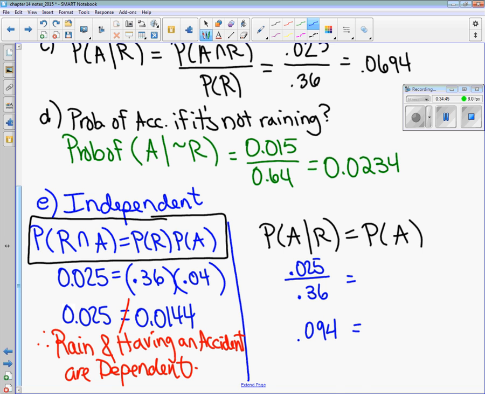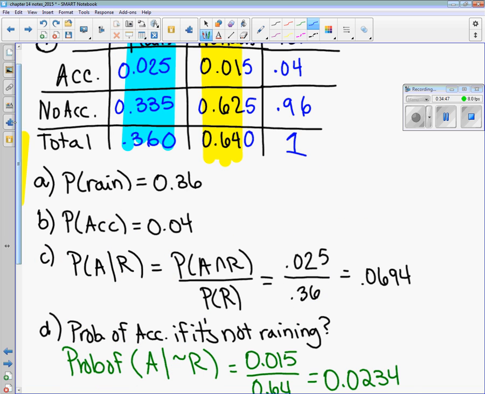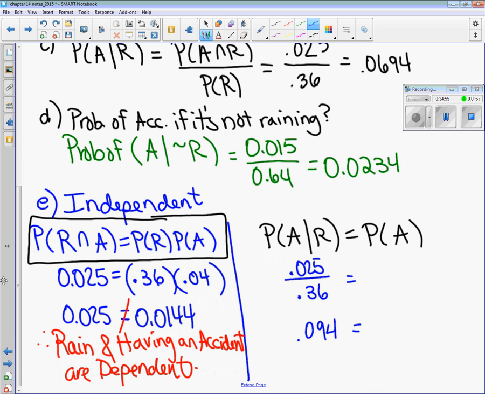How about the right? What's the probability of just a plain old accident? Plain old accident is 0.04. Is that the same thing as 0.094? Are they the same thing?